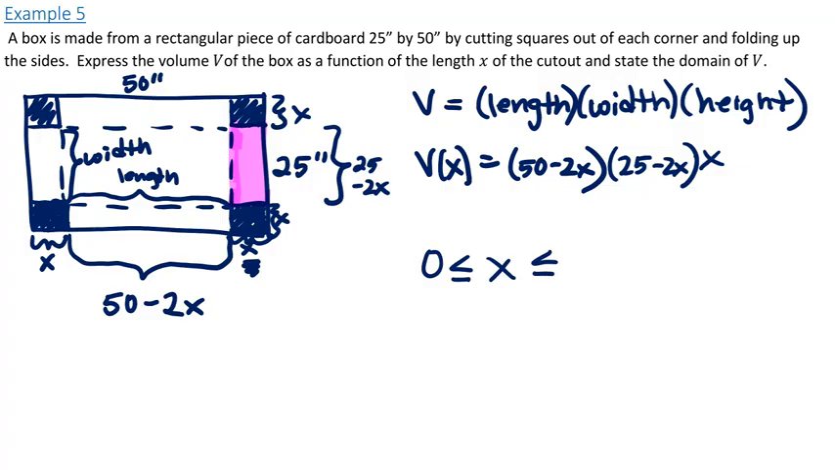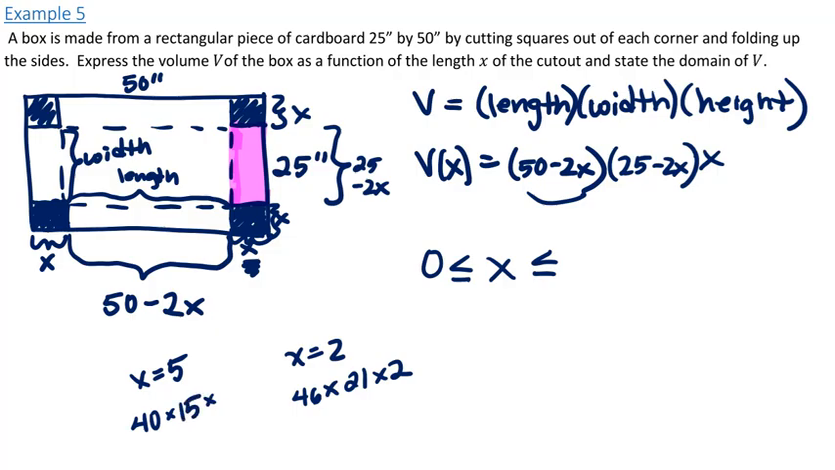On the bigger end, sometimes it takes people a little while to work their way up to this, but if we start thinking about this, if we cut out, let's say, x equals 2 inches from each side, we're going to get a box that is, let's see, we can look at our things. So we're cutting out 4 inches total, so we get a box that's 46 by 21 by 2. If we jump up to x equals 5, you do not have to do all these calculations, but I just want you to kind of see my thinking. I end up with a box that is 40 by 15 by 5.